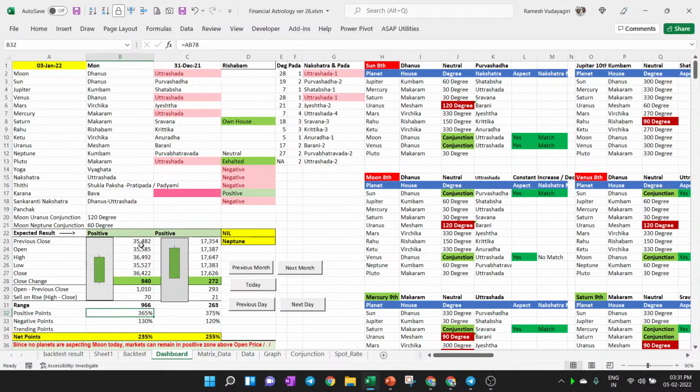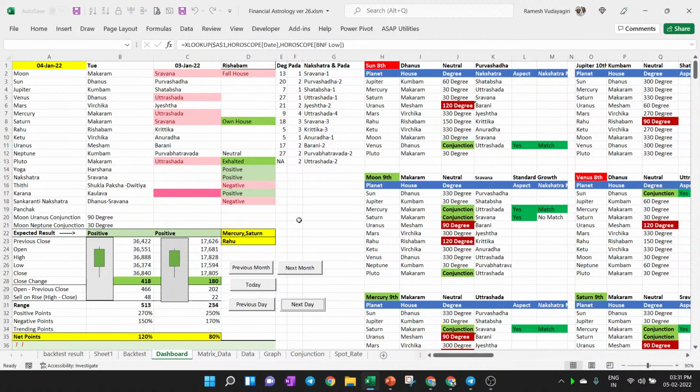Always, the opening price is the first trigger point for you to cut your losses, or the previous day's low. Most of the times you just keep your opening price and previous day close as a stop loss for all your long or short positions. In this case, 35,482 was the previous day close and 35,527 the open. We never went below the previous day close also. So this day was a very good return on the positive side.